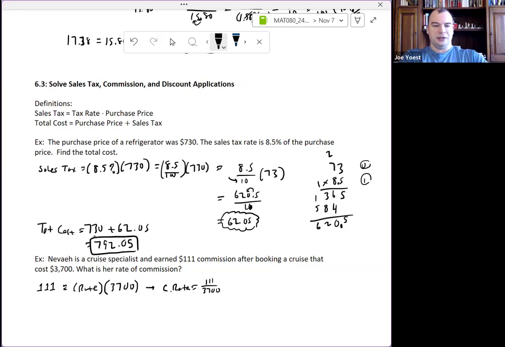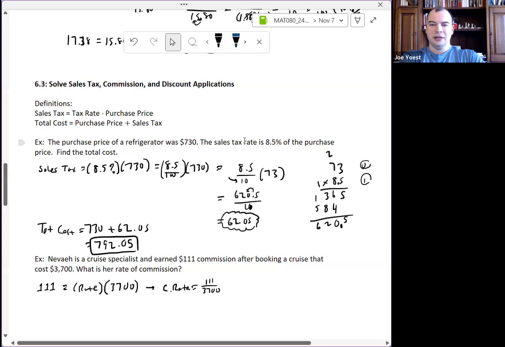Okay. And again, that passes the reasonability check. 8.5% is a little under 10%. 10% of $730 is, say, in the ballpark of $70. I'd expect to pay about 730 plus 70, or about $800 for this, and 792.05. It's pretty close to 800. So it seems reasonable.